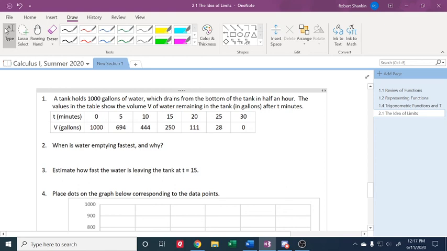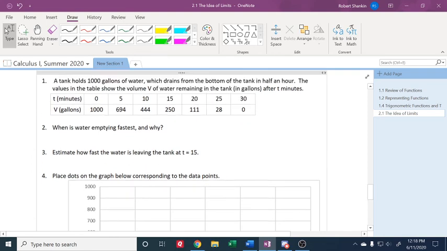A tank holds 1,000 gallons of water, which drains from the bottom of the tank in half an hour. The values in the table show the volume V of water remaining in the tank in gallons after t minutes. So this tank, at time 0, there's 1,000 gallons. After 5 minutes, there's around 700 gallons. After 10 minutes, there's around 444 gallons, and so on. By the time of 30 minutes, all the water is gone.